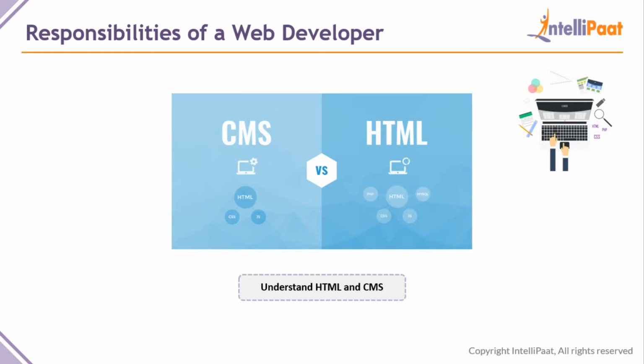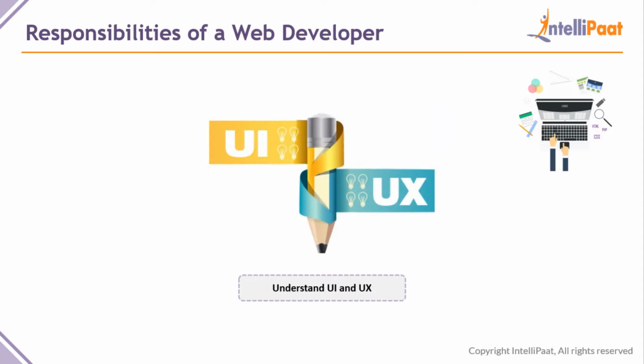And then we have something called a CMS. CMS is basically a content management system. At this point of time, you might not know what a content management system is, and WordPress is actually a CMS tool that we use. So again, we have HTML, we have CSS, we have JavaScript, and so much more to work with as and when you become a web developer. So at this point of time, I want you guys to know that understanding HTML and CMS is one of the responsibilities of a web developer as well.